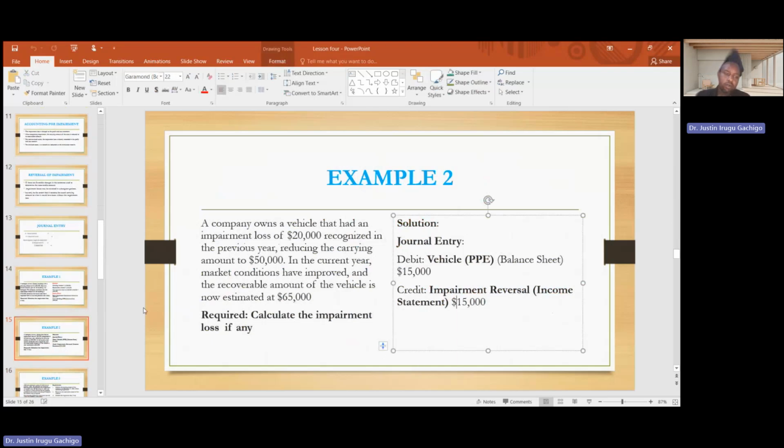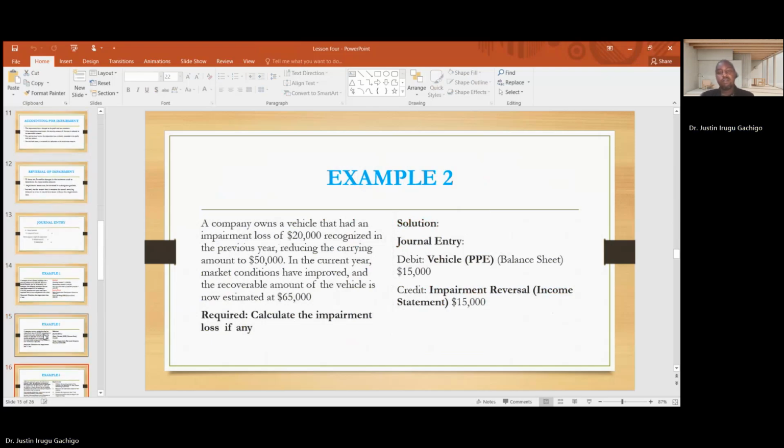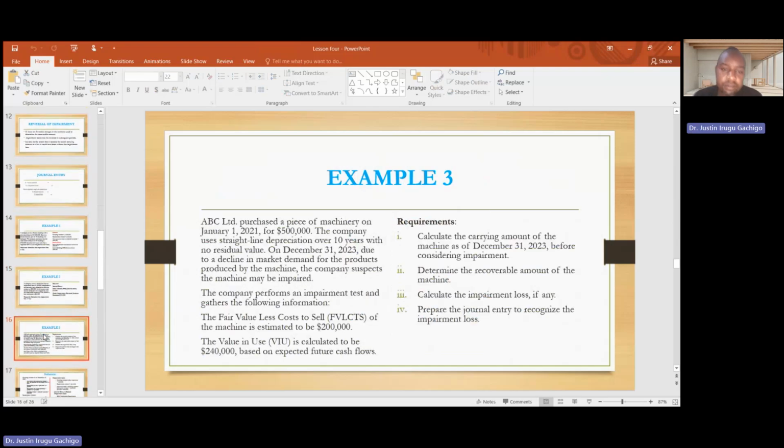So 15 will be the amount that you are going to, it is the reversal of the impairment. Example 3: ABC Limited purchased a piece of machinery on 1st January 2021 for shillings $500,000. The company uses straight line depreciation over 10 years with no residual value.